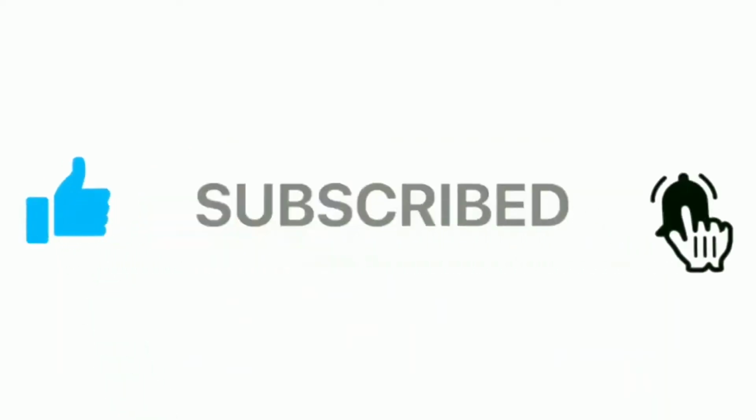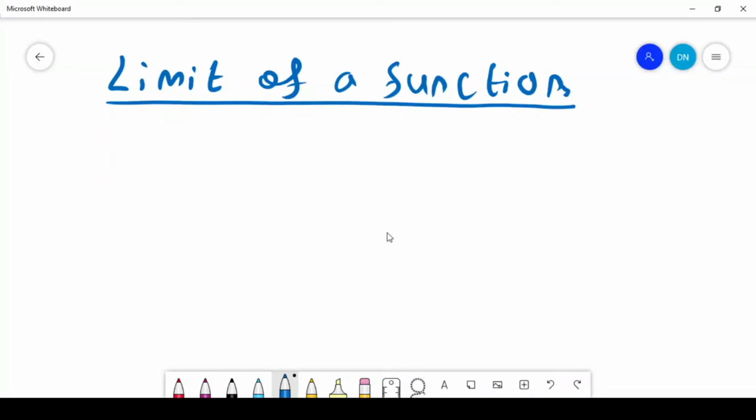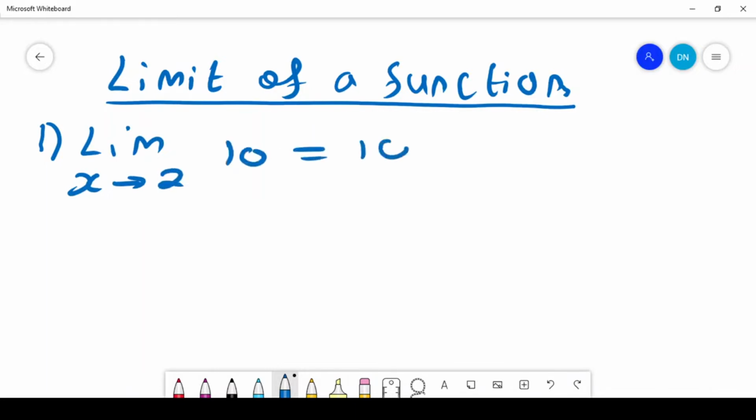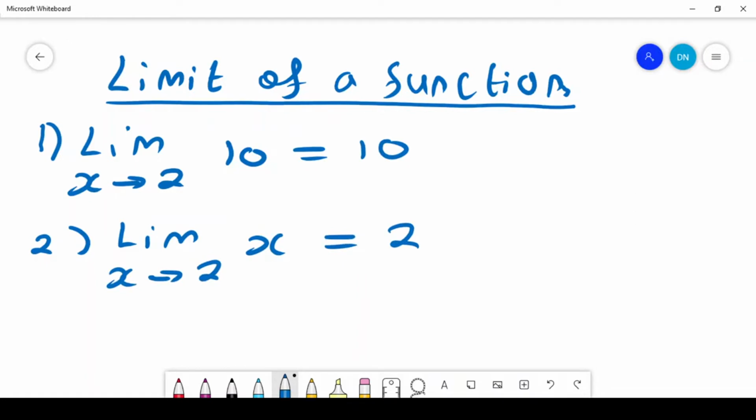Limit of a function. And basically, we want to look at a number of examples. And one of them is limit as x tends to 2 of 10, and that basically remains as 10. What about limit as x tends to 2 of x? It will give us 2, because what are we doing?